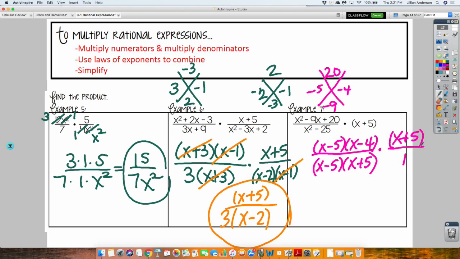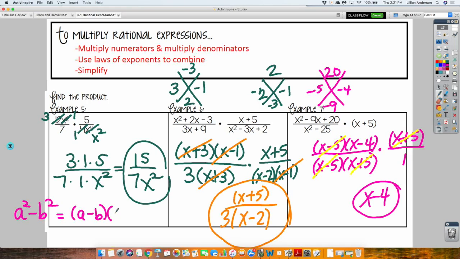Does anything cancel? X minus 5, x plus 5. So I'm only left with x plus 5 over 1, which is just x plus 5. Remember, this one is a difference of perfect squares. It's set up in the form of a squared minus b squared, which factors down to a minus b, a plus b. So you had x squared minus 25, and those were both perfect squares.